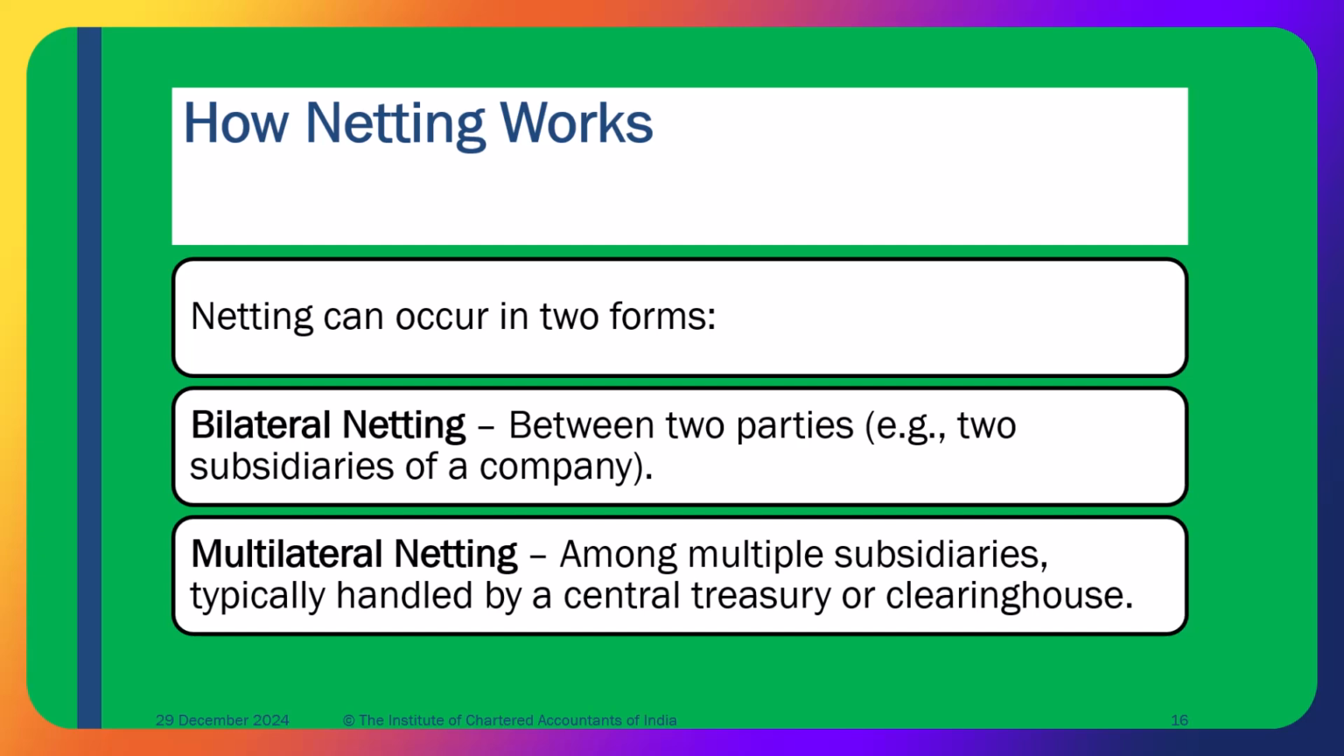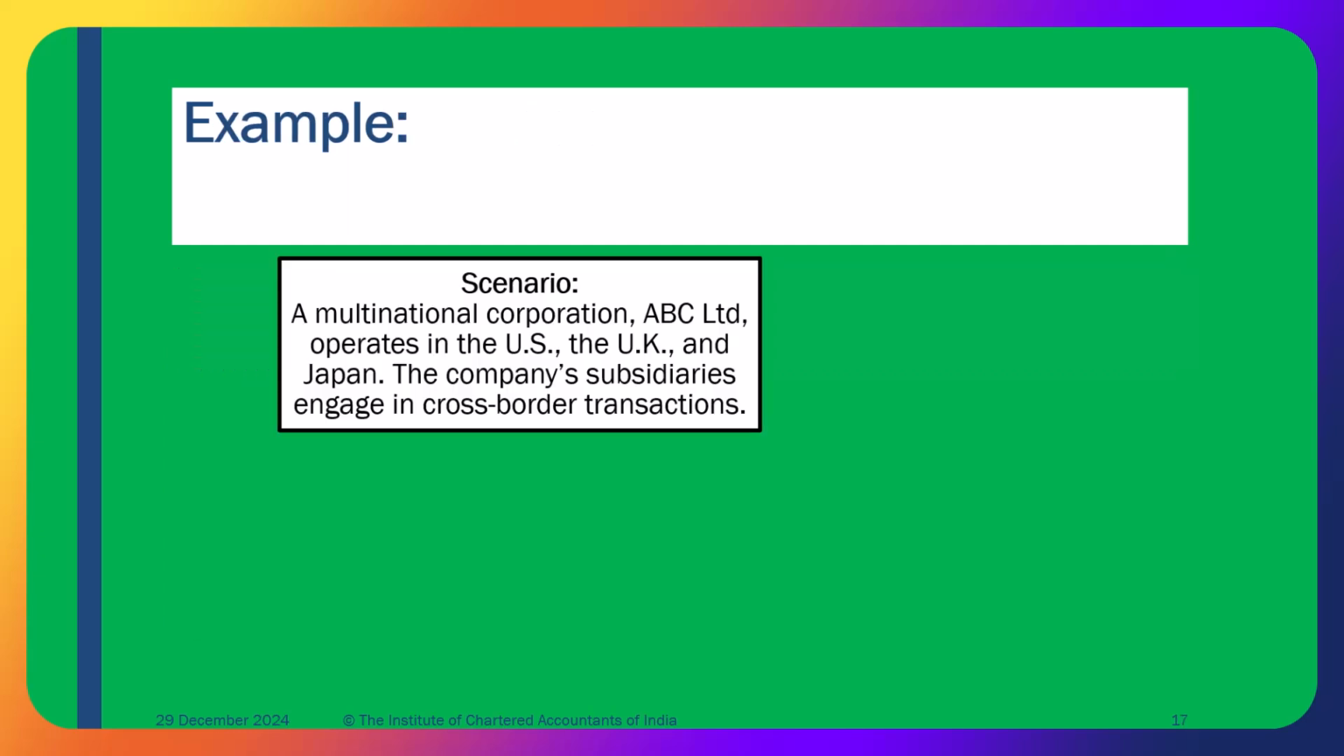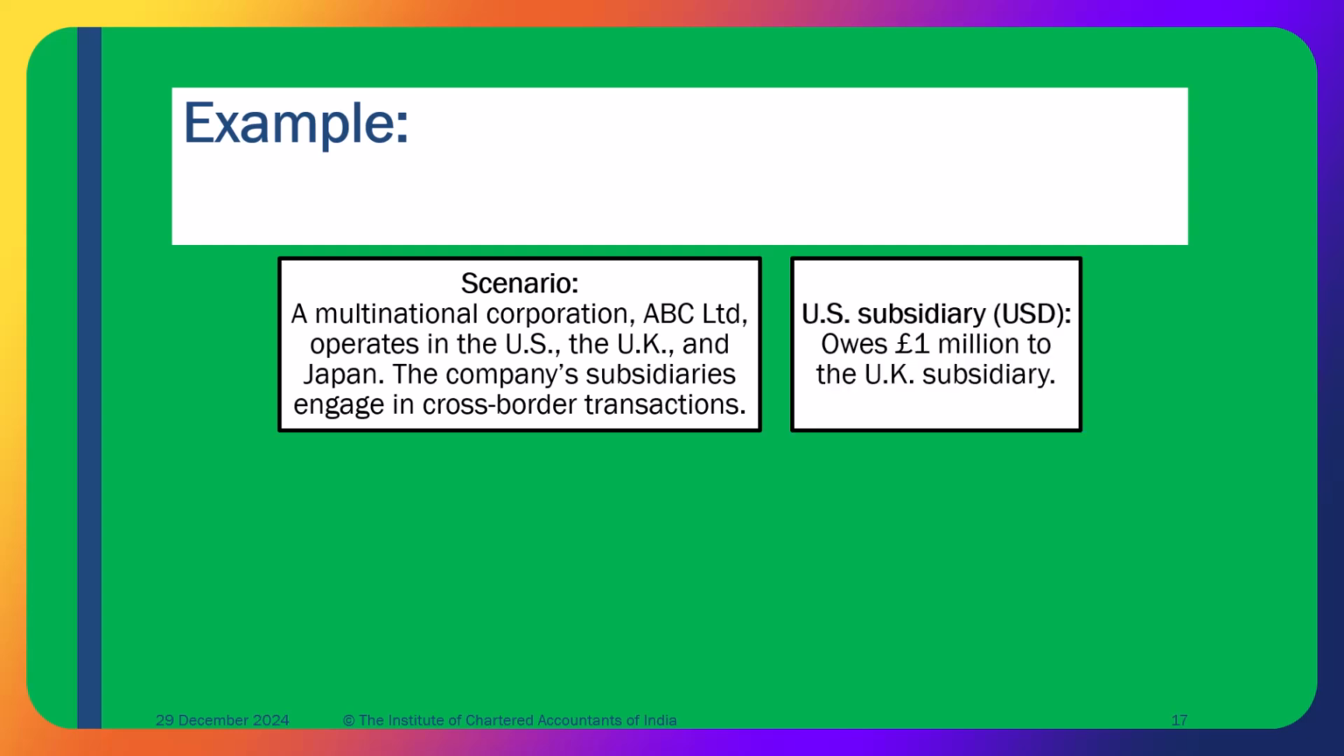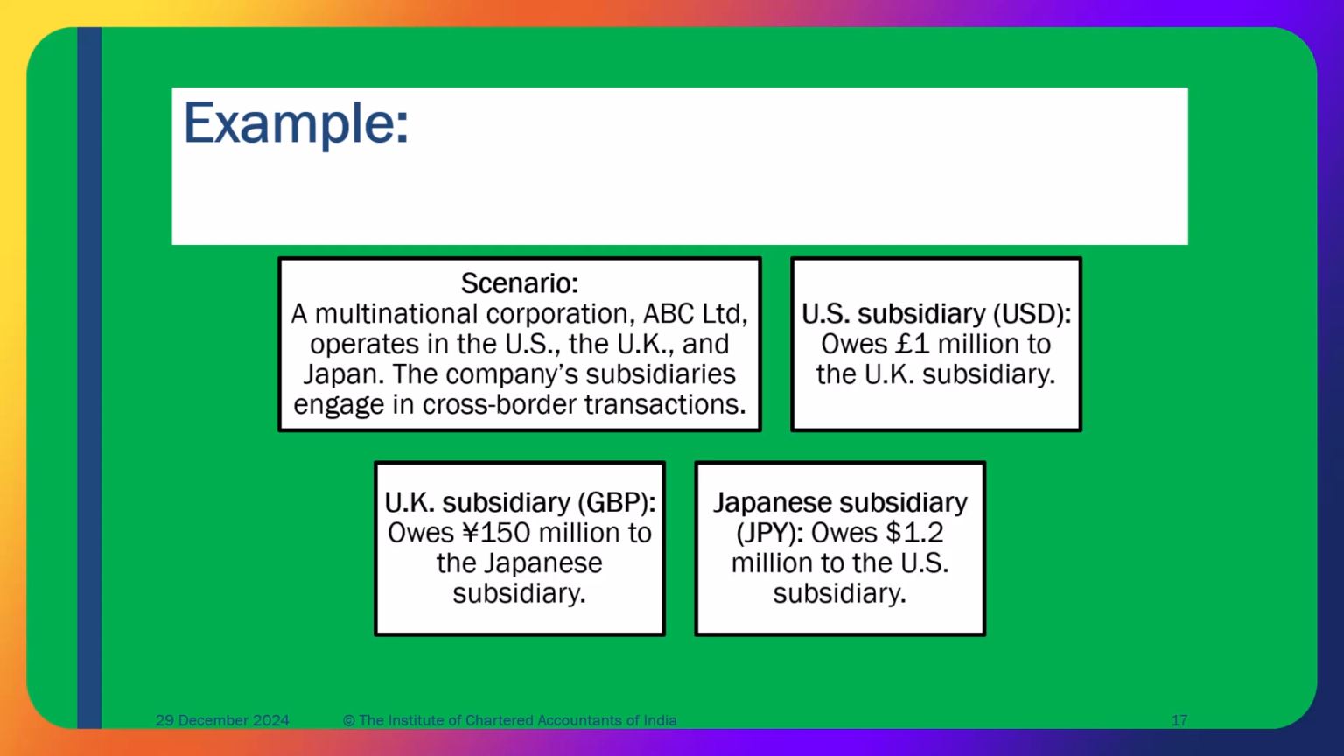Just read it. A multinational corporation ABC Limited operates in US and UK and Japan. The company subsidiaries engage in cross-border transactions. US subsidiary USD owes euro 1 million to the UK subsidiary. UK subsidiary Great Britain pound owes yen 150 million to the Japanese subsidiary. The Japanese subsidiary owes $1.2 million to the US subsidiary. Okay, so there is a lot of transaction happening between the subsidiaries.